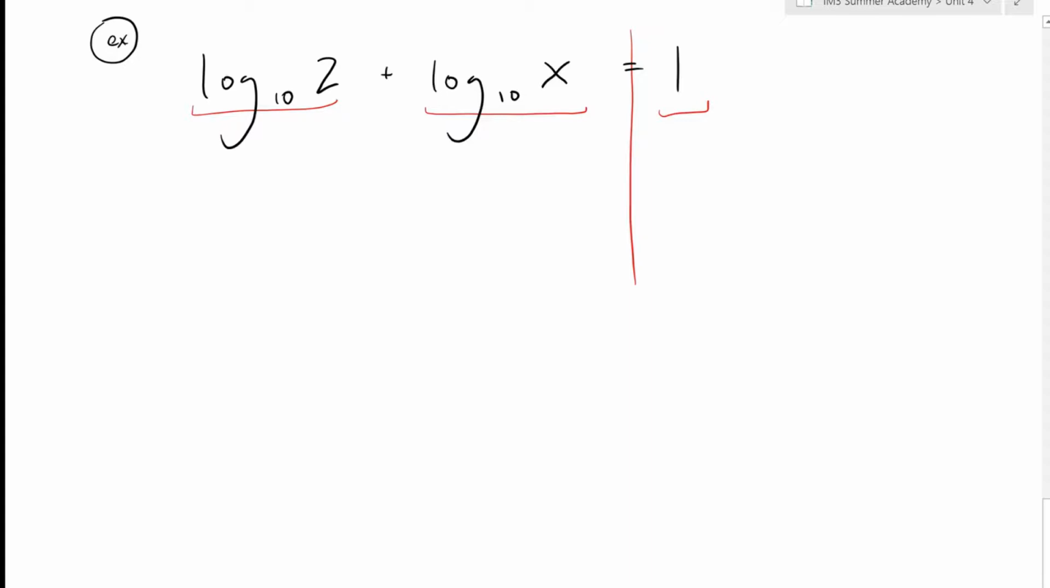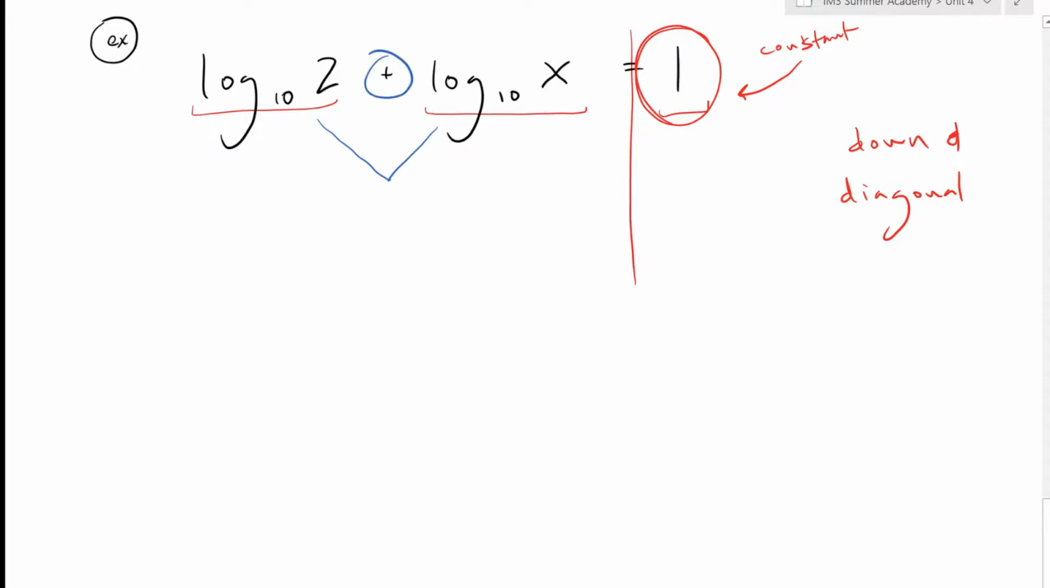This time we're going to be using the down and diagonal method. So if it's ever equal to a constant, a number all by itself, we're going to use down and diagonal. But in order to do that, we still need to condense. So no matter what type of problem we have, there's going to be some condensing involved. So we have addition, that's going to become multiplying when we condense it down. So log base 10 of 2 times x, so 2x, equal to 1.